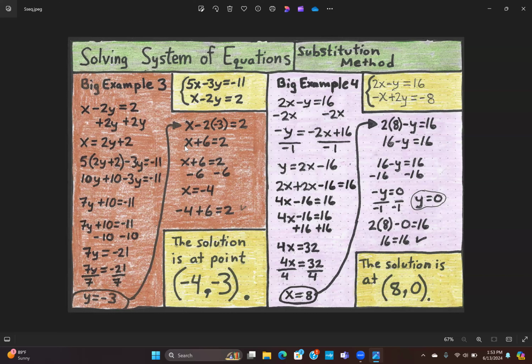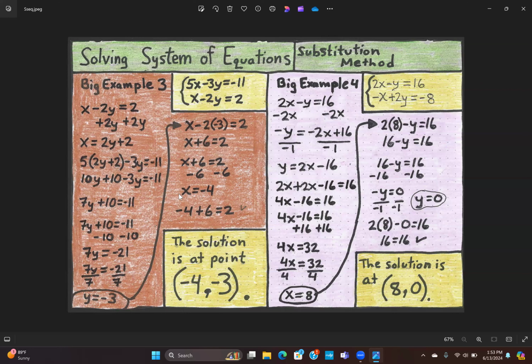And so now we have x plus 6 equals 2. To find out what x is, we're going to subtract 6 from both sides. Let me repeat that. In order to find out what x is, we're going to subtract 6 from both sides. Yes, that's what I meant to say.